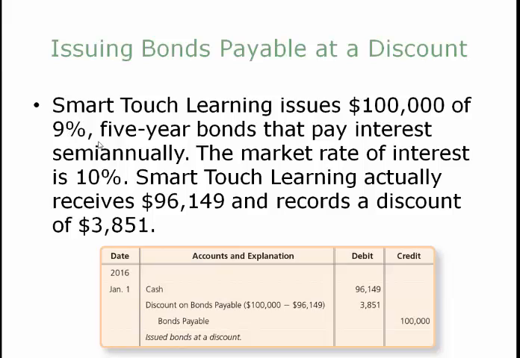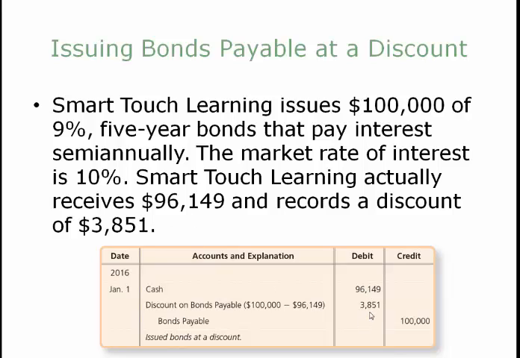This one, because the interest rate on Smart Touch bonds is 9%, but the market interest rate is 10%, we know we're going to issue them at a discount. It doesn't give us the numbers like I was telling you earlier, but they issued it at 96.149. So you're going to take 96.149 times the 100,000. The company still owes the 100,000, but they're only going to get $96,149 for their bond, because the investors are only willing to pay $96,149 for their bonds because of the difference between these two interest rates.